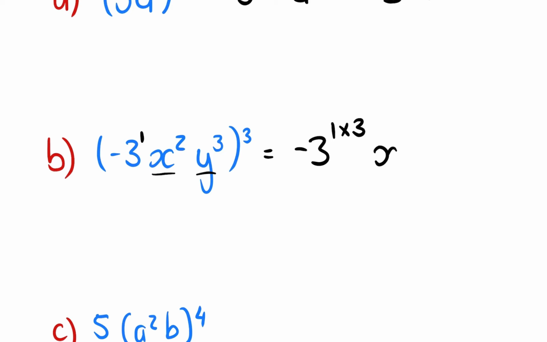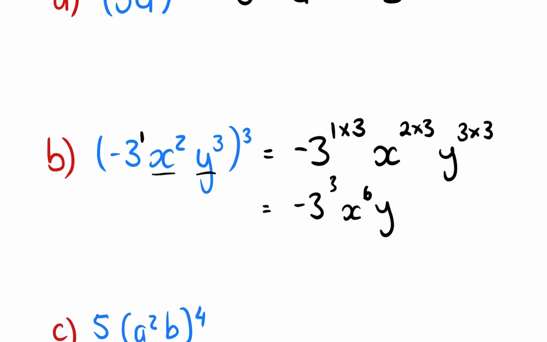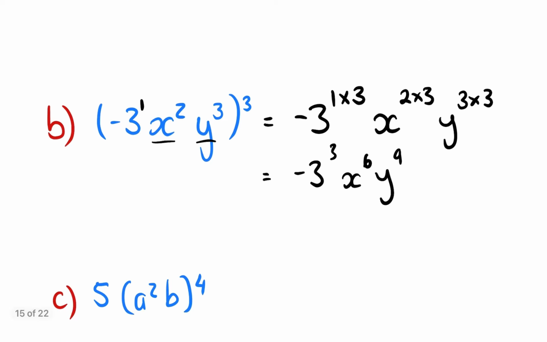Okay? So, and we're going to do the same for the rest of it. So now we're going to write our x, but it's going to be 2 times 3. We're going to do y, and then it'll be 3 times 3. So your next line will simply be negative 3, and 1 times 3 is 3. X, 2 times 3 is 6. And y, so 3 times 3 is 9. And bam, it's done. You could possibly evaluate the negative 3 to the power 3, but unless it asks you to, don't bother.